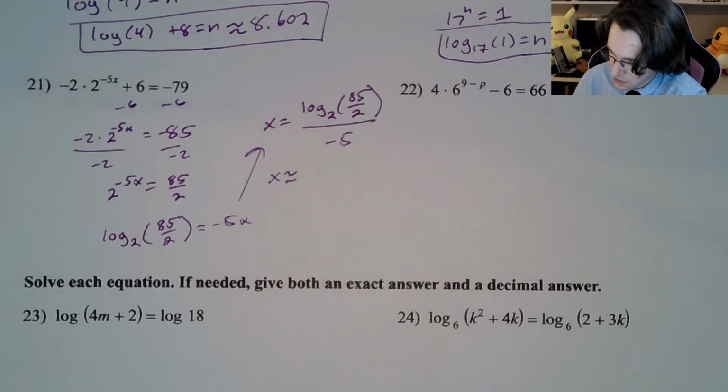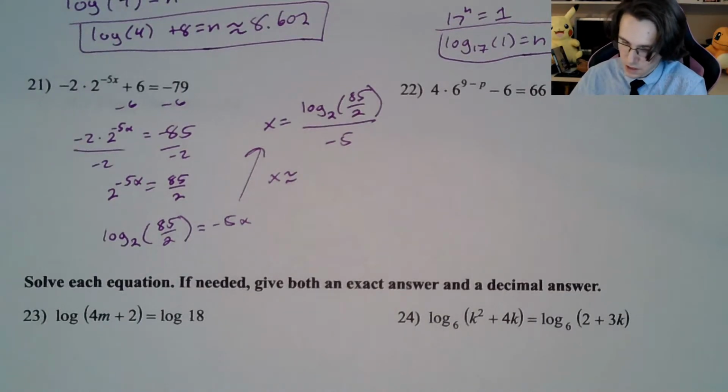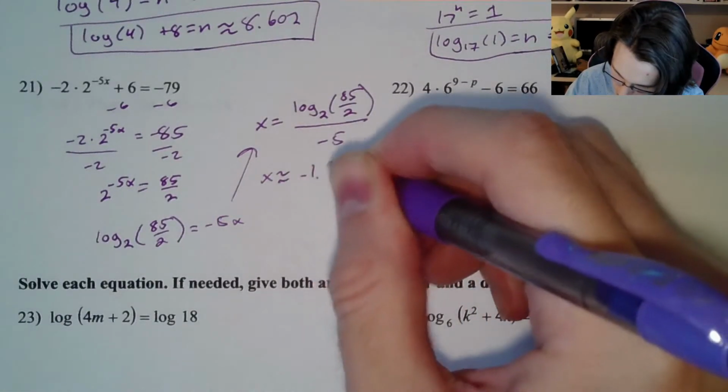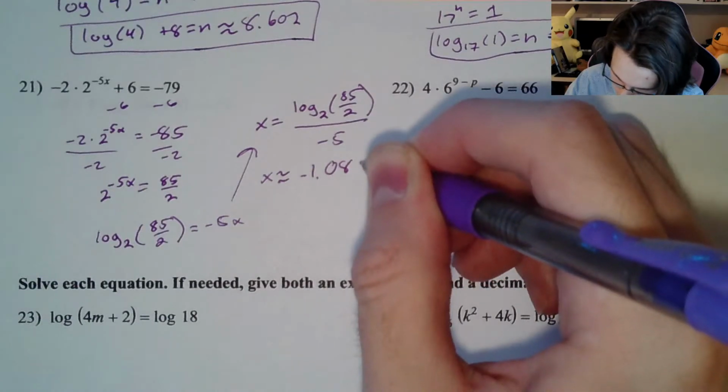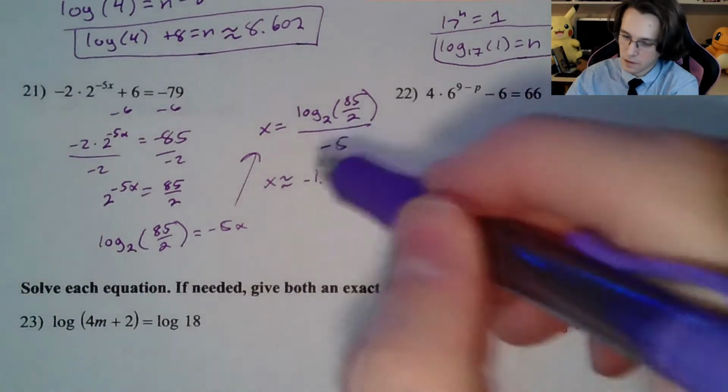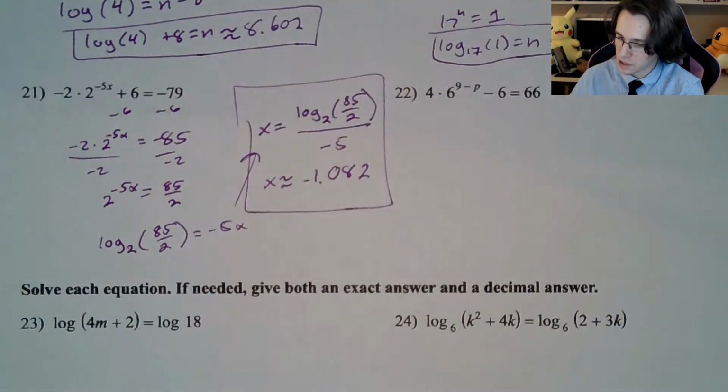really crazy looking answer here. So alpha window, oh my gosh. So we hit alpha window of log base 2 of 85 divided by 2, divided by negative 5. And I got, when I did it, negative 1.082. That'll be 3 decimal places. And there we go. There are 2 answers. A little bit of a crazy question.